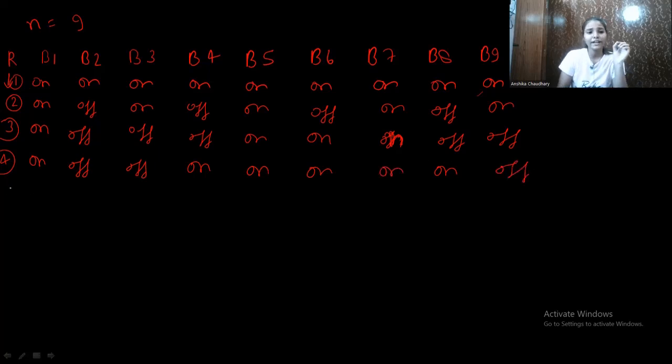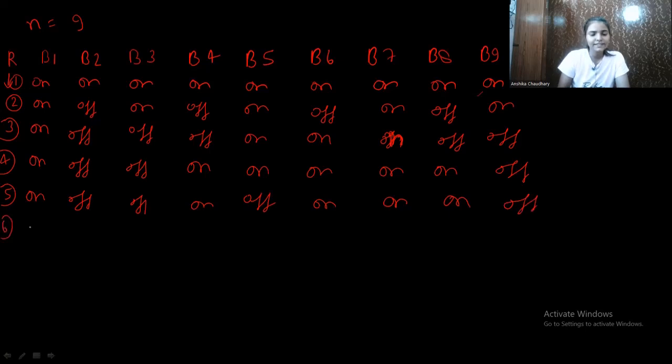Now at the fifth iteration, every fifth bulb will be toggled, and all the remaining will be the same. Here the multiples would be 5 and 10, but there are only 9 bulbs, so we will not move further. So only the fifth bulb will change its state and the remaining will be as they are. So let's toggle this. This should be off and all the bulbs remain the same: off, off, on, on, on, on, and off.